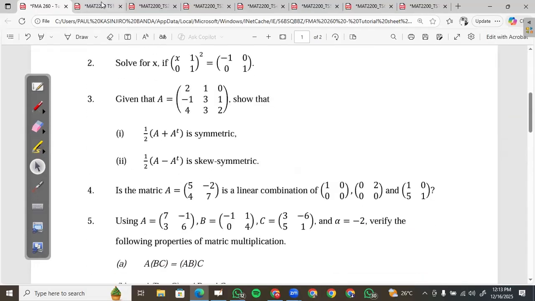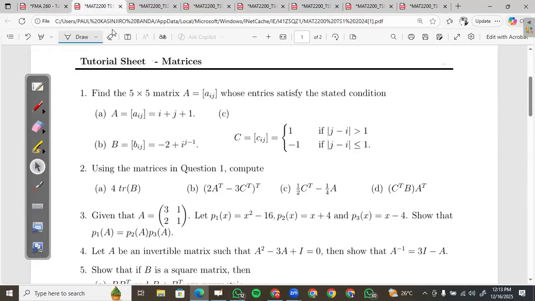And then again, these are tutorial sheet type questions where I was saying construct matrices. For example, find a 5 by 5 matrix A whose entries satisfy the stated condition. So these are the stated conditions. You can see all these things here.